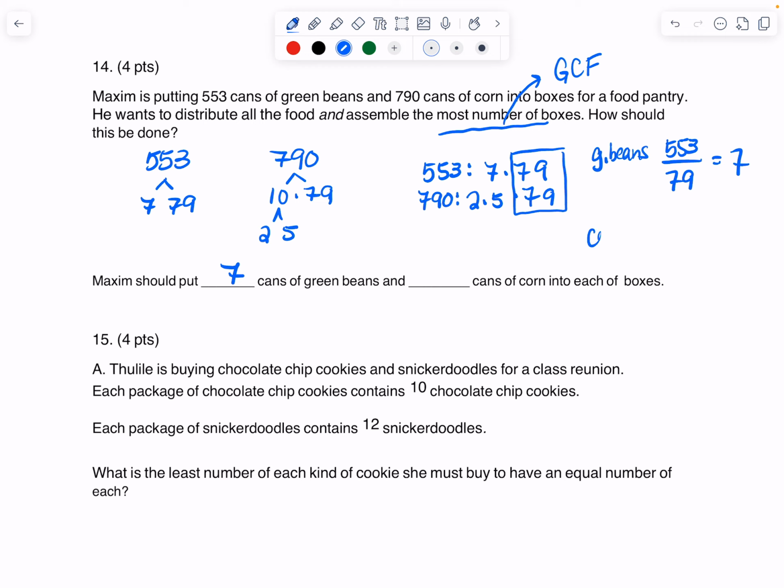And then the corn, I'm going to do the same. I'm going to take 790 and I'm going to divide it by 79, which equals 10. So in those 79 boxes, they're going to put 7 cans of green beans and 10 cans of corn in each one. So again, I found the GCF because of the wording. So let's look at 15.